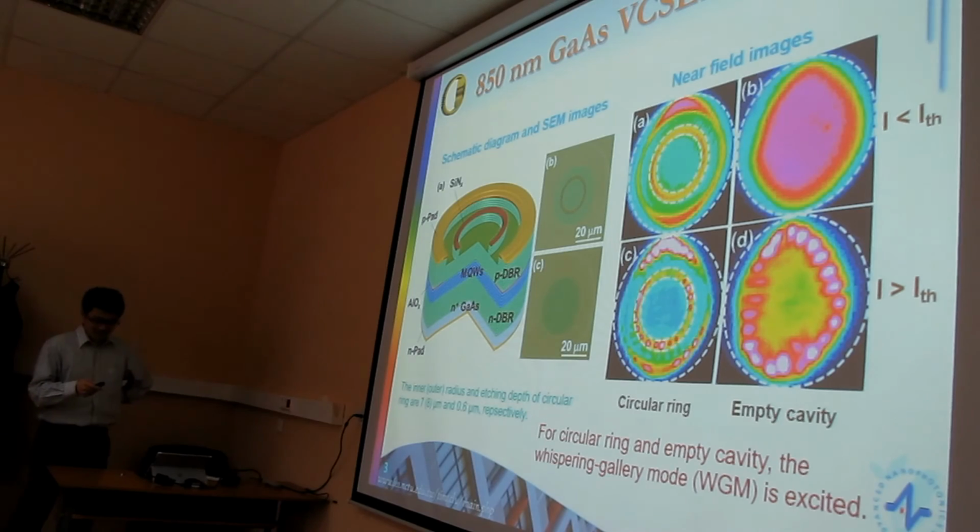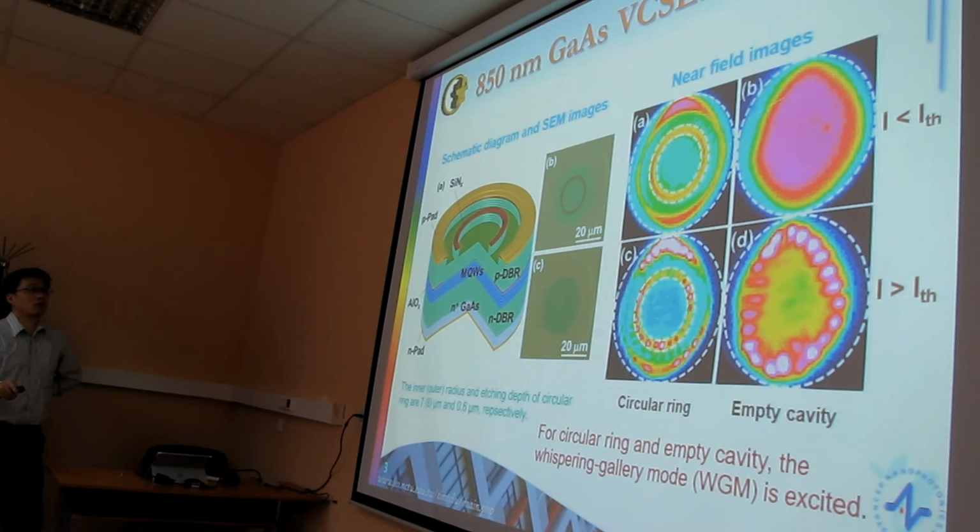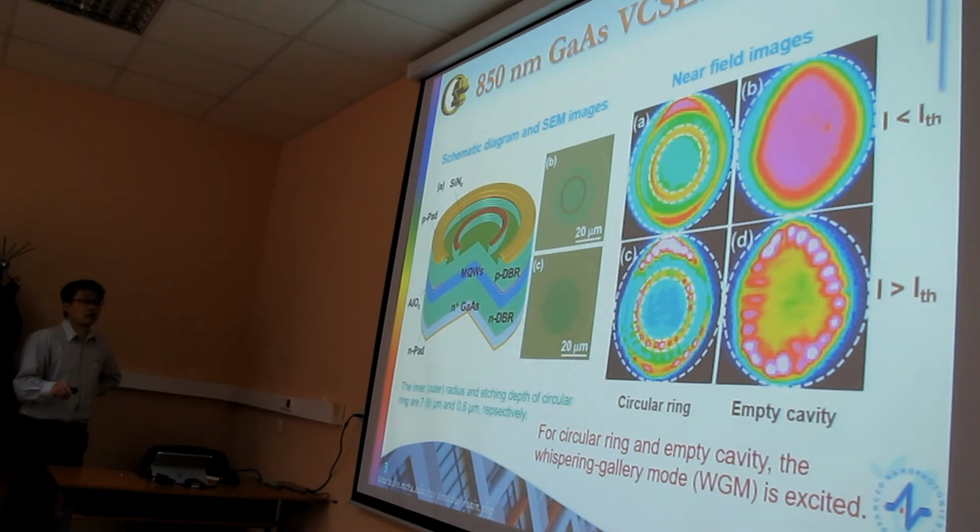Okay, the second part is the gallium arsenide VCSEL. We are also interested in the gallium arsenide VCSEL. This figure is the schematic of the gallium arsenide VCSEL with and without circular rings. And the right hand side shows the beam view images below threshold and above threshold. In the lasing region, we can see that the beam view image is like a vortex mode.